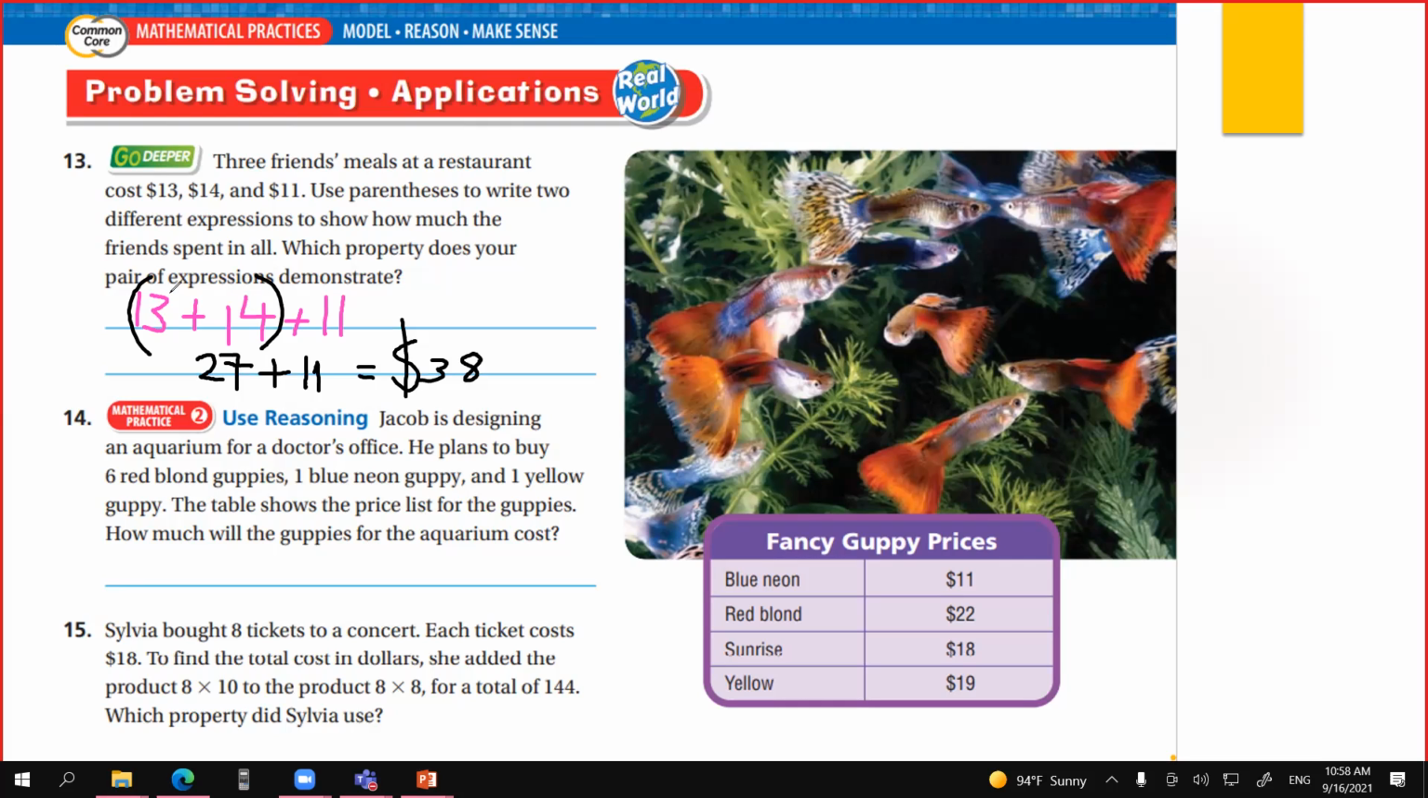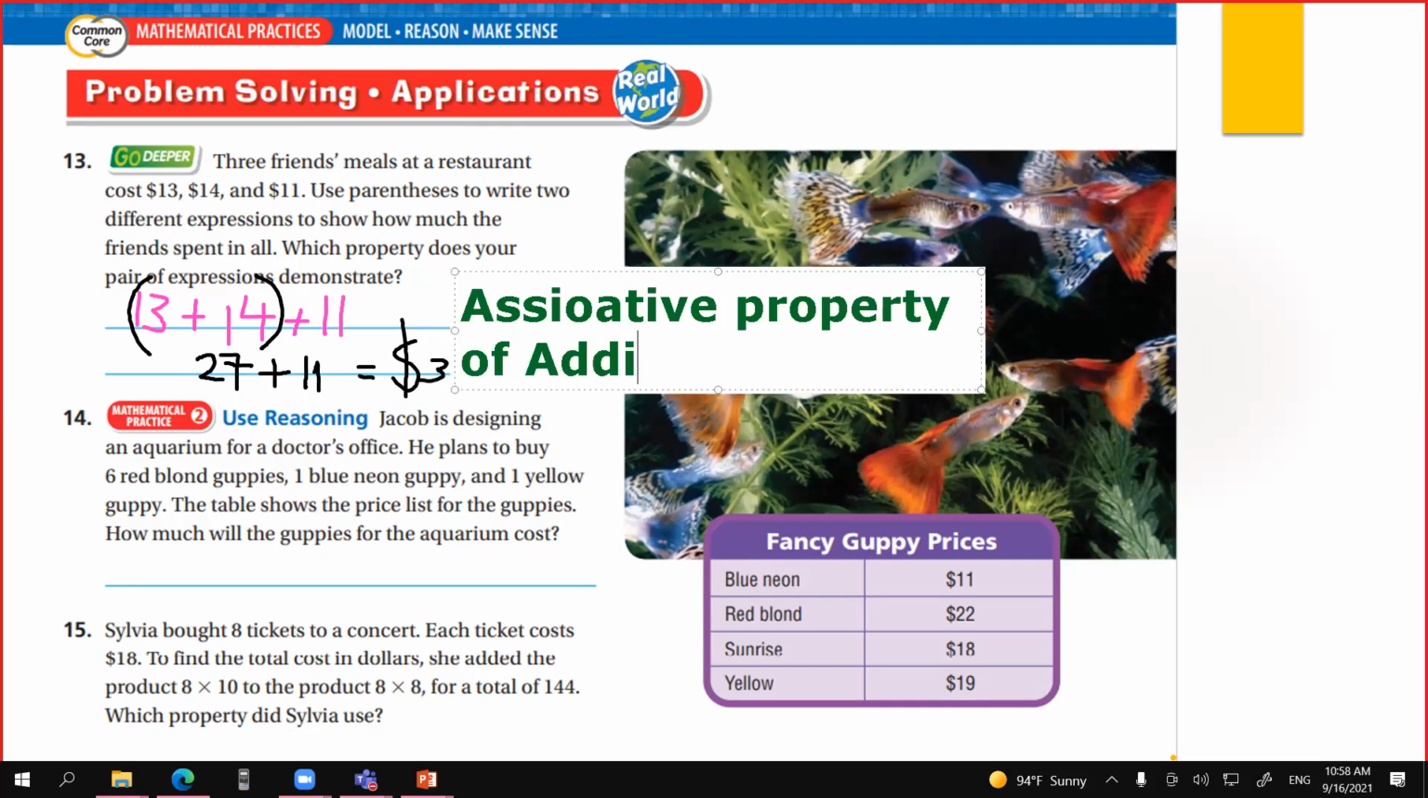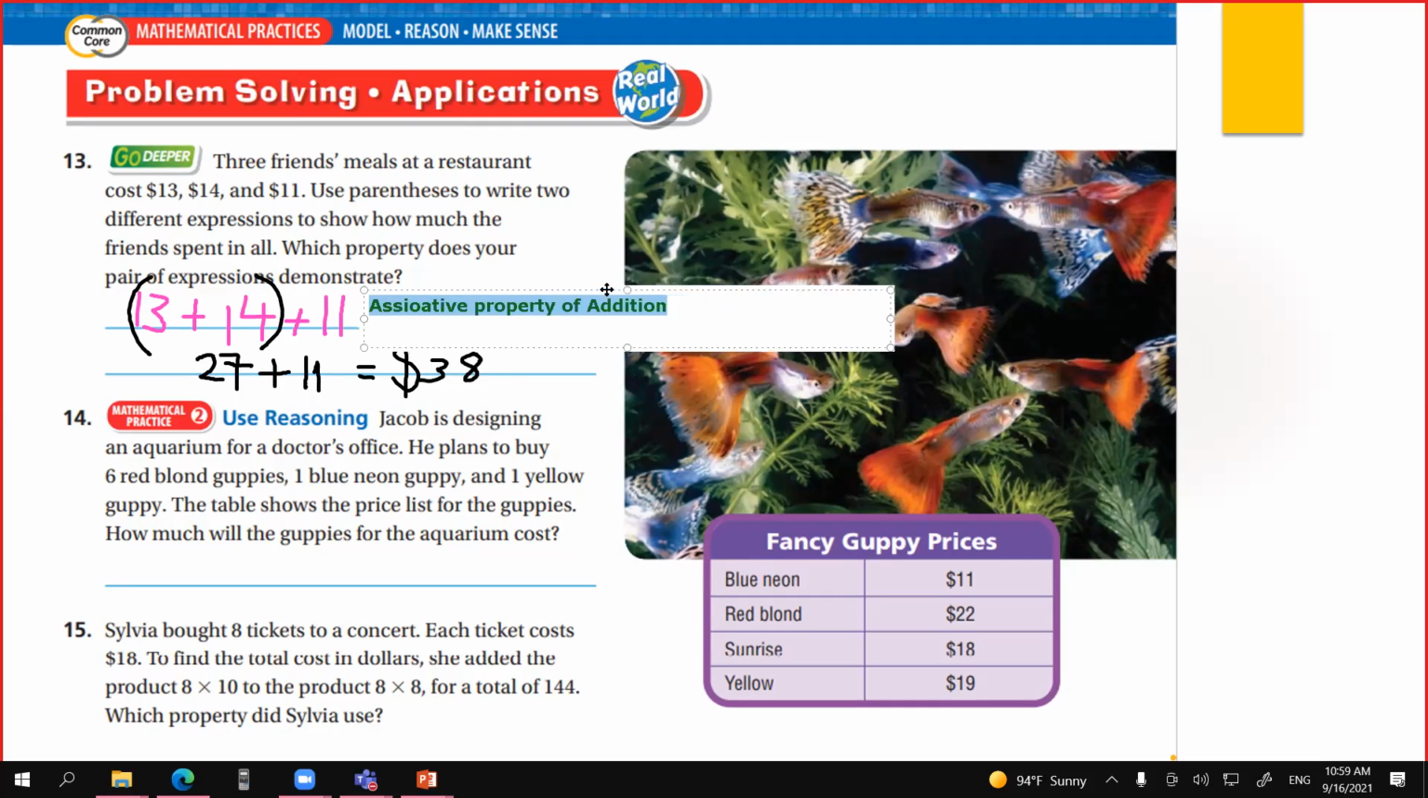Now, what is the name of the property they use here? Associative, distributive? Oh, associative property. Associative property, because we have made a plus with two numbers, then we add it with the third number. So now here we use the associative property.